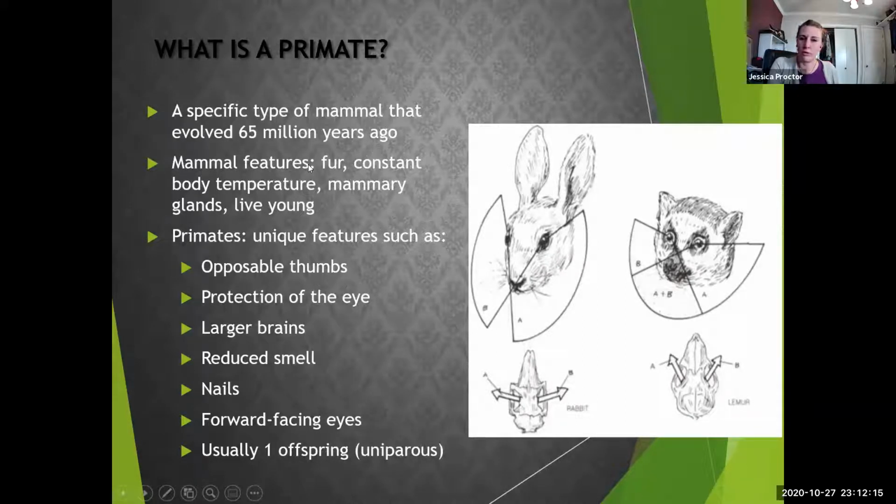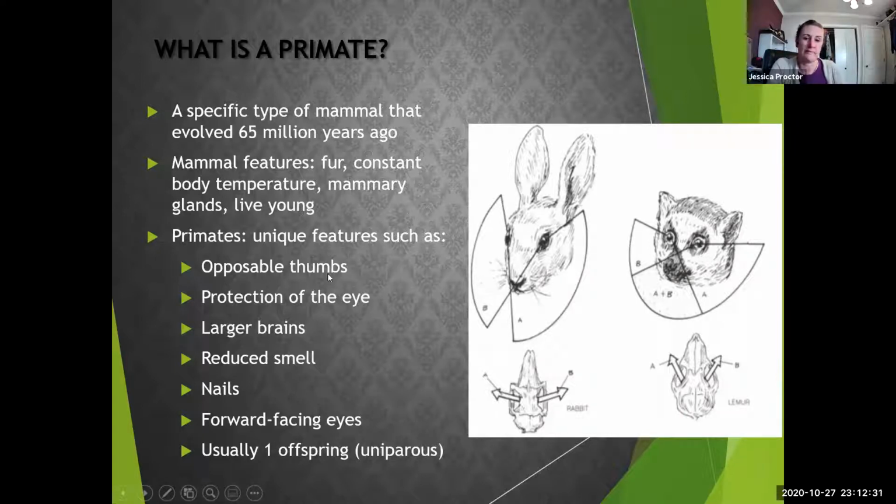So primates as an order emerged approximately 65 million years ago. And these are the characteristics that are unique to primates. So if the question is asking you to identify features that are unique to primates, these are the features that you would want to use.